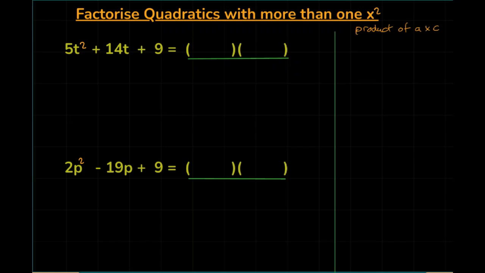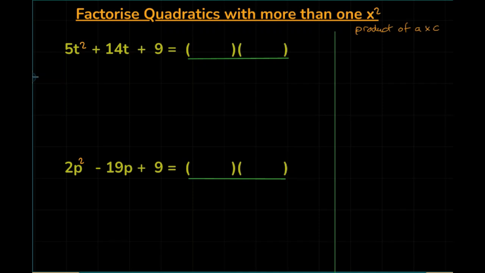Again, I've already factorised quadratics when you have 1x squared, but in these examples I've got more than 1x squared, or in the first one I've got 5t squared. So the leading coefficient is more than 1. Well, we're going to do it the same way as the previous examples with 1x squared. So if you can't remember how to do that, then I do suggest you go back and look at that previous video.